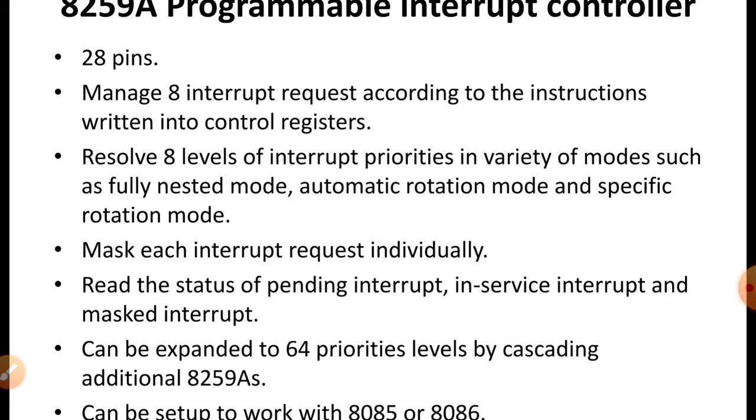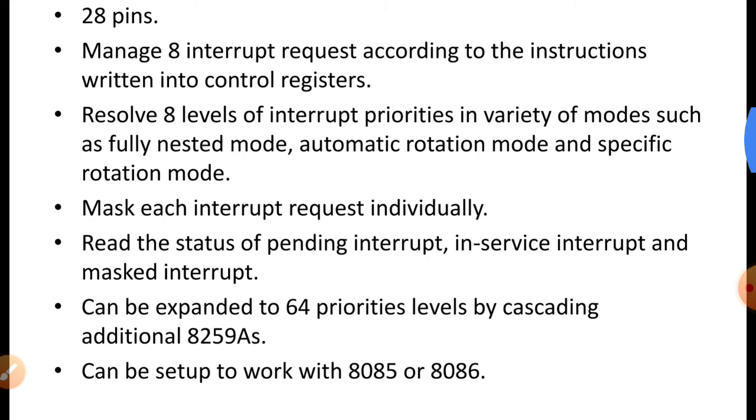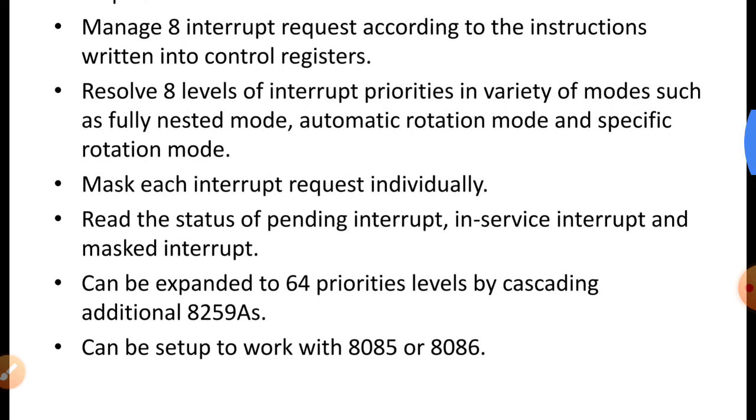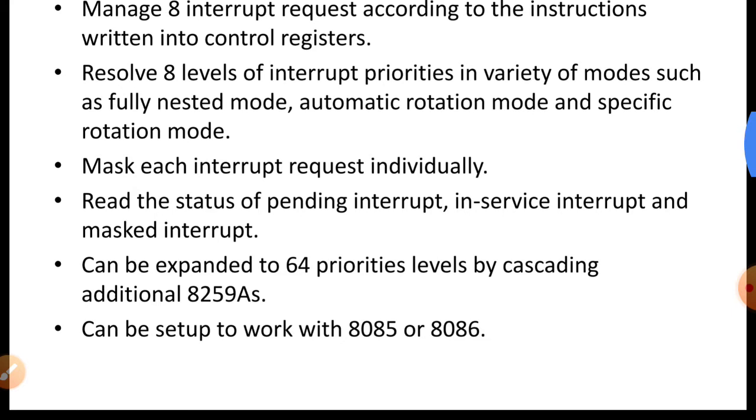The different modes in which it works are the fully nested mode, automatic rotation mode, and the specific rotation mode. The fully nested mode is a very simple mode. It is a general purpose mode in which all the interrupt requests are arranged from highest to lowest. The 8 priority lines, IR0 to IR7, have a fixed priority arranged from highest to lowest. In addition, if any interrupt line is assigned the highest priority in this mode, the priority sequence will begin with that particular interrupt line.